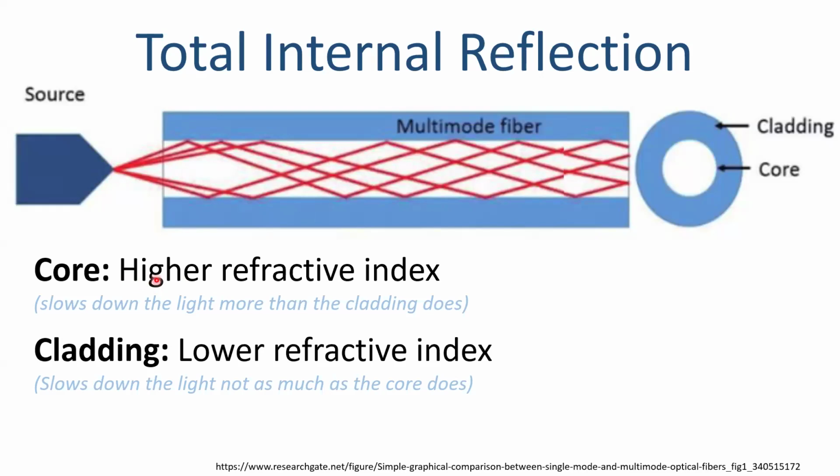And again, the core has a higher refractive index, which slows down the light more than the cladding would. The light travels slower in the core than it would in the cladding, in order to accomplish total internal reflection to contain the light. All the beams that are inside the core are reflecting. Thus, we are able to transmit the signal, contain it within the core, and carry it to the other side.